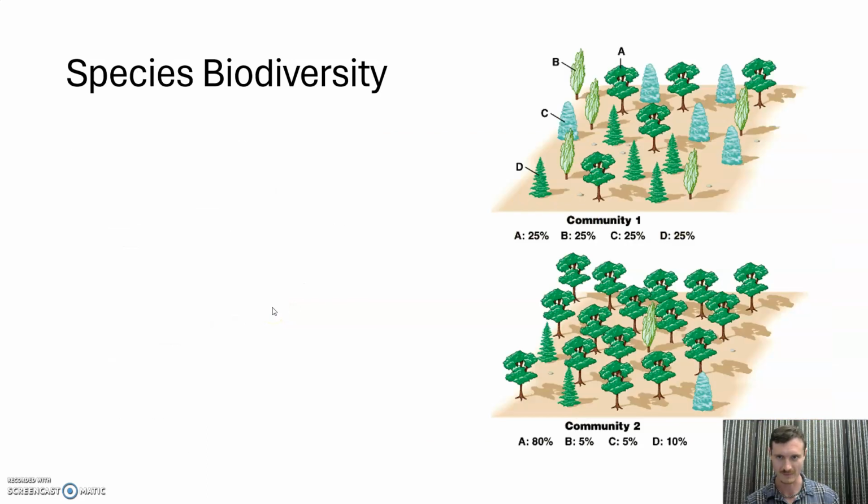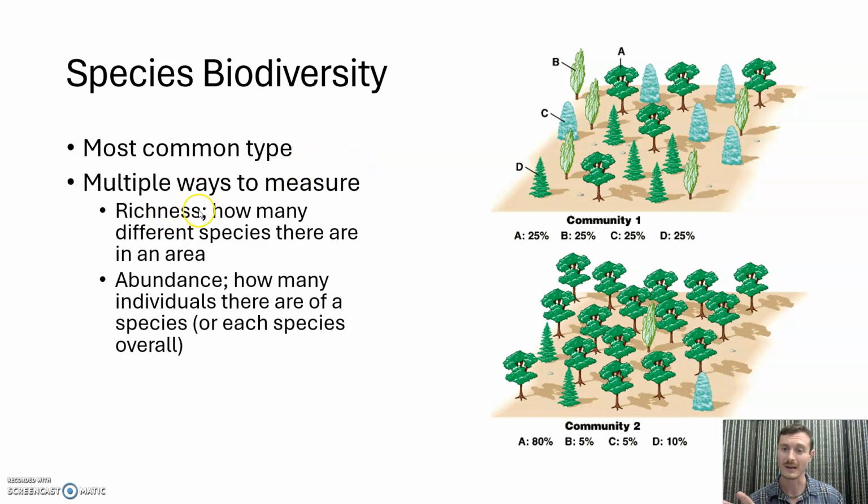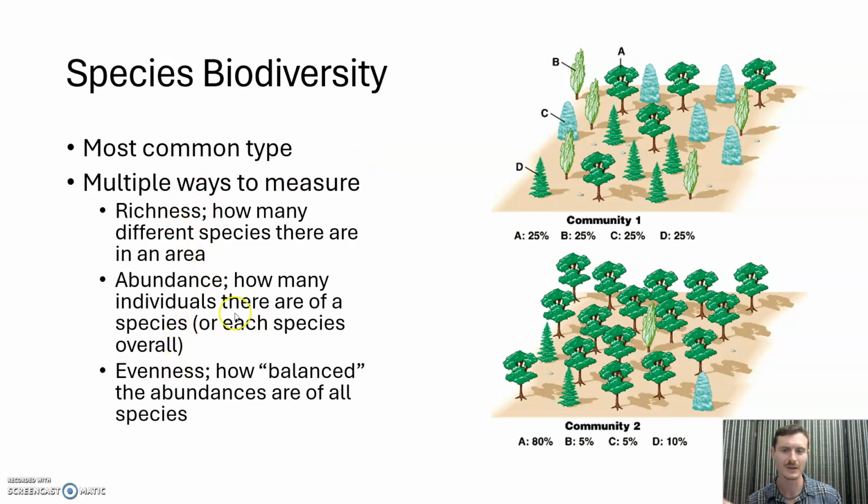Okay, species biodiversity, right? This is what a lot of times we're thinking of when we talk about biodiversity, broadly speaking. There are different ways to measure this, right? So we can look at richness, abundance, and evenness. I have the definitions over here, but we'll just move straight to the example, right? So richness, how many different species, right? We count A, B, C, D, 4 kinds of trees up here, and 4 kinds of trees in our community down here. These would have the same richness.